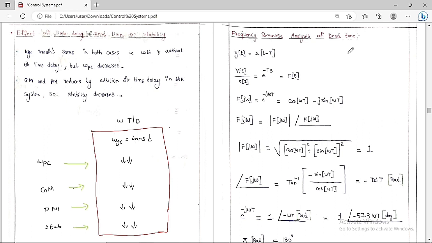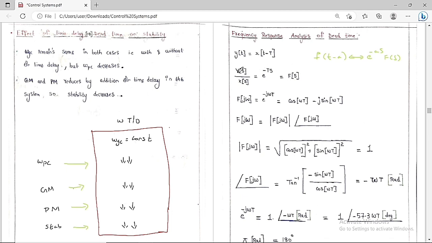So the output is basically the delay of the input. So y of t is equal to x of t minus capital T. Then if you apply the Laplace transform on both sides, we are going to get y of s is equal to e to the power of minus Ts into x of s, because I've already told you that for f of t minus a, the Laplace transform is e to the power of minus as into f of s. So based on this formula, we finally get y of s is equal to e to the power of minus Ts into x of s.